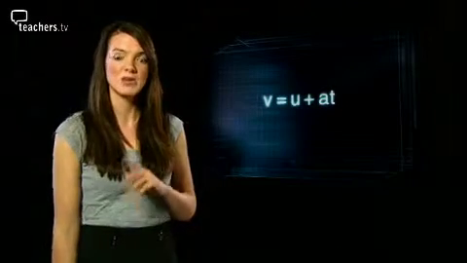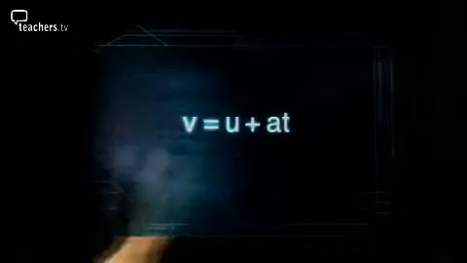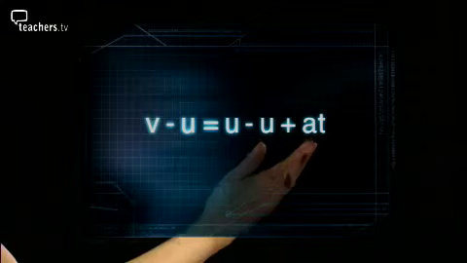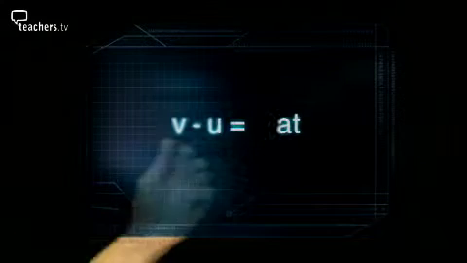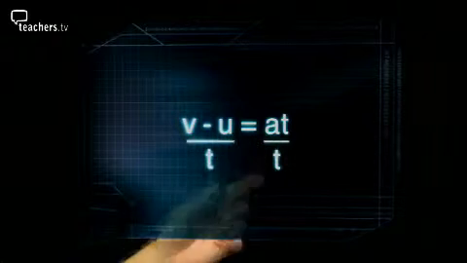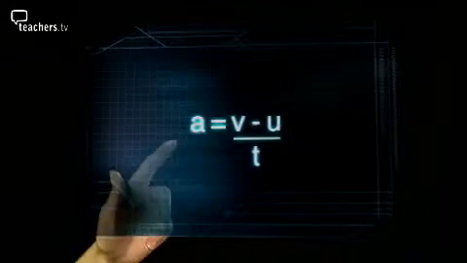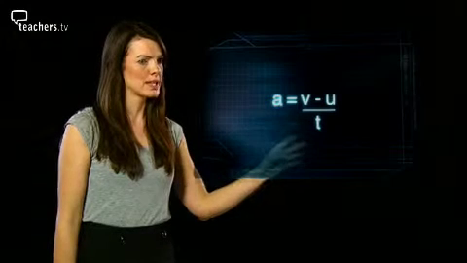Let's do it in the same way as we did for the chicken cooking formula. So we want A as the subject, so let's take U away from both sides, and these U's will cancel out. So let's divide both sides by T, and then these T's cancel out, and let's swap that around, and that gives us A equals V minus U divided by T.